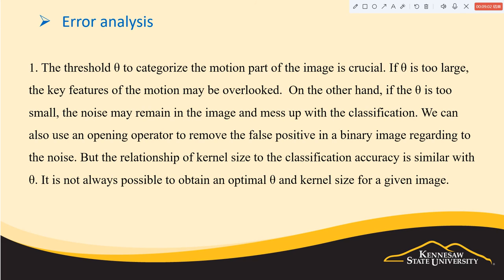And we made some error analysis, and the first one is about the threshold theta. To categorize the motion part of the image is crucial. If theta is too large, the key feature of the motion may be overlooked. And if theta is too small, the noise may remain in the image and mess up the classification.